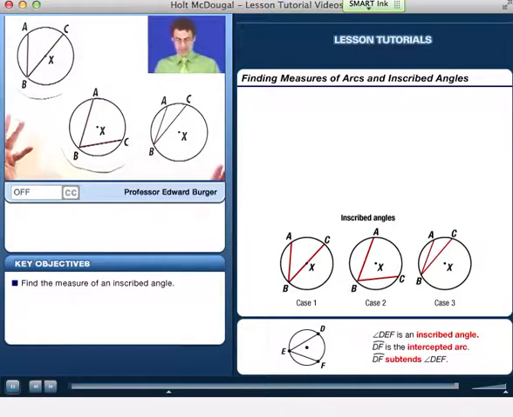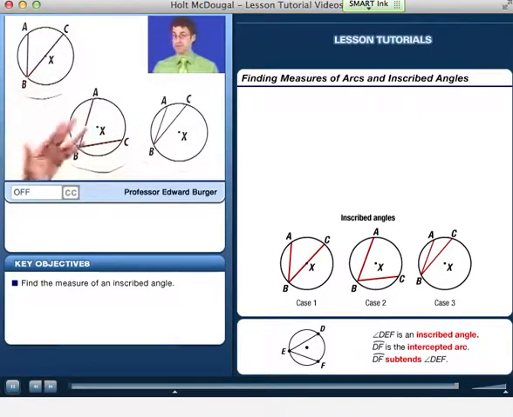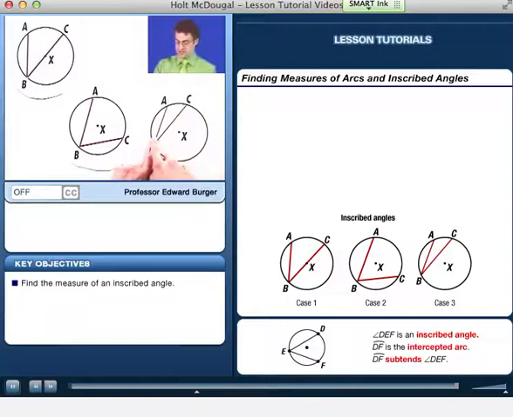So you can notice a couple of things. First of all, it's okay to have one of the chords actually be a diameter. That's completely fine. Remember, a diameter is a very special example of a chord. It's okay for the two chords to contain the center of the circle inside of that angle. That's fine. Or not. They could have the center be off on the side. Any configuration of that kind is completely allowable.